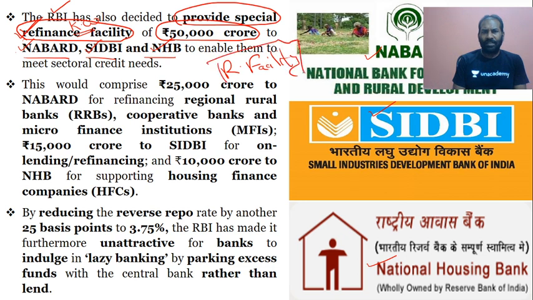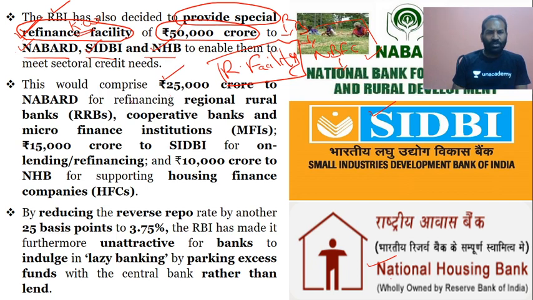Refinance facility. Financing is done by RBI to banks, and banks again to non-banking financial corporations. From there, refinancing will take place from banks to NABARD, SIDBI and the National Housing Bank. And if you look at this 50,000 crores, how is the money distributed?